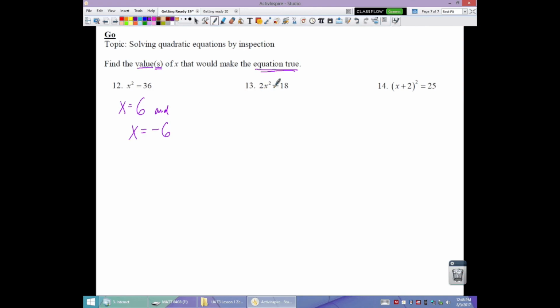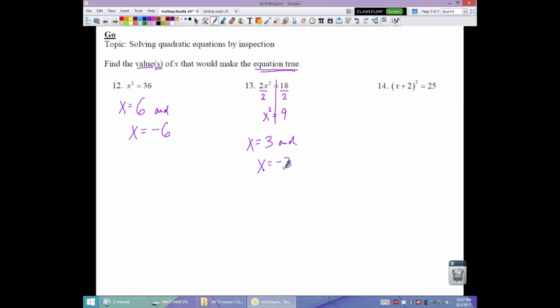How do I make 2 times x squared equal 18? Whether it's physically writing it like I am or in your head, ask yourself, what does x squared have to equal? If I divide both sides by 2, that means I need my x squared to equal 9. I need that to happen so that when I multiply it by 2, it turns into 18. Well, what number squared is 9? The first one you probably think of is 3, but just like in number 12, that could also be negative 3.